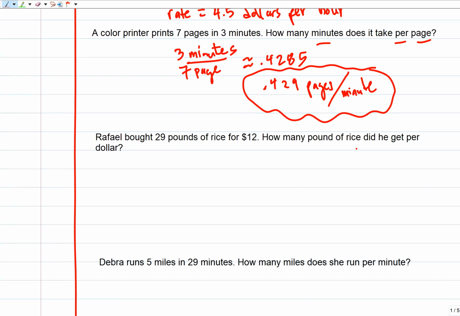Raphael bought 29 pounds of rice for $12. How many pounds of rice did he get per dollar? What do they want? Pounds per dollar, right? So the rate will be pounds per dollar. 29 divided by 12, 2 point something.